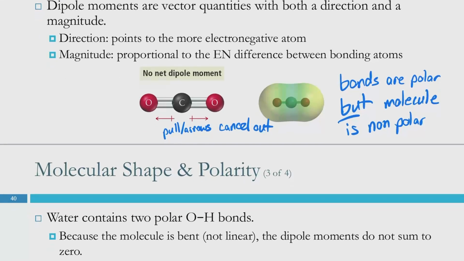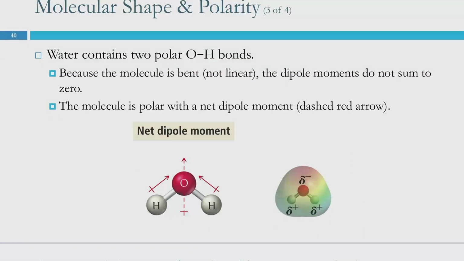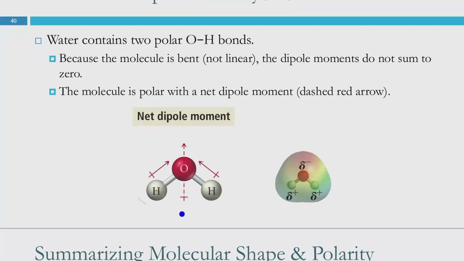Water contains two polar OH bonds. Because the molecule is bent, it's got two bonding groups and two lone pairs. It has bent molecular geometry. We can draw in our two lone pairs. One would be coming out of the board, one would be going into the board. So these HO bonds are both flat in the board. We can see the arrows are both pointing in and up.